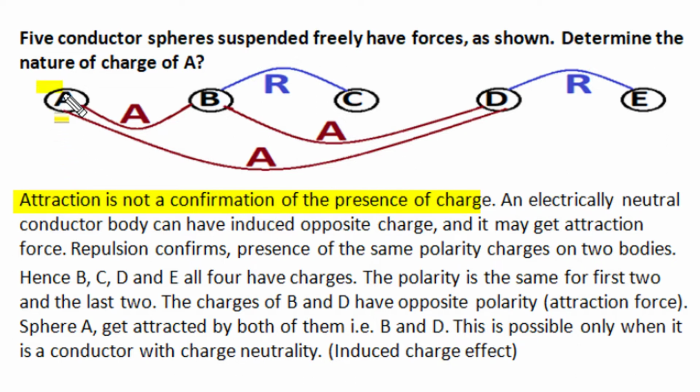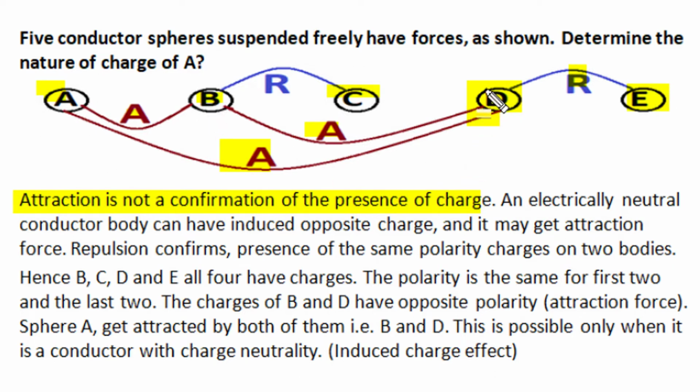We have five conductor spheres A, B, C, D and E. Among these, the pair B and C has a repulsive force. The D and E pair also has a repulsive force, whereas A and B have an attraction force, B and D have an attraction force, and A and D also have an attraction force. Now repulsion between B and C confirms that they have like polarity charge. Similarly, repulsion between D and E confirms like polarity of charge on D and E.